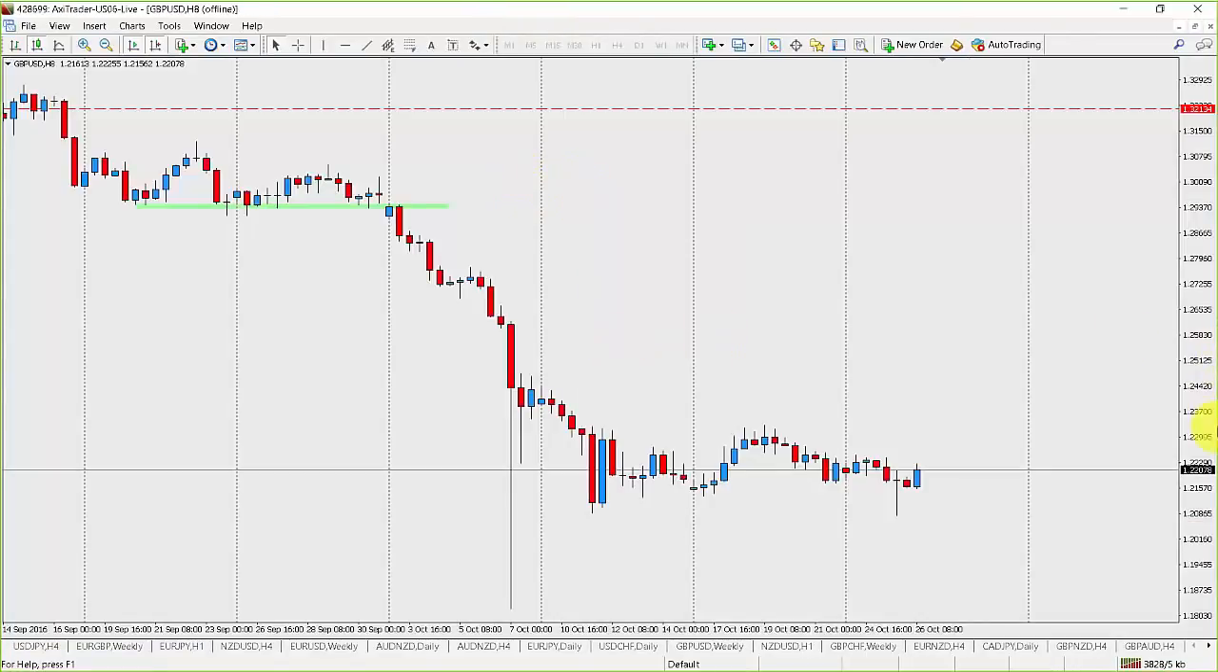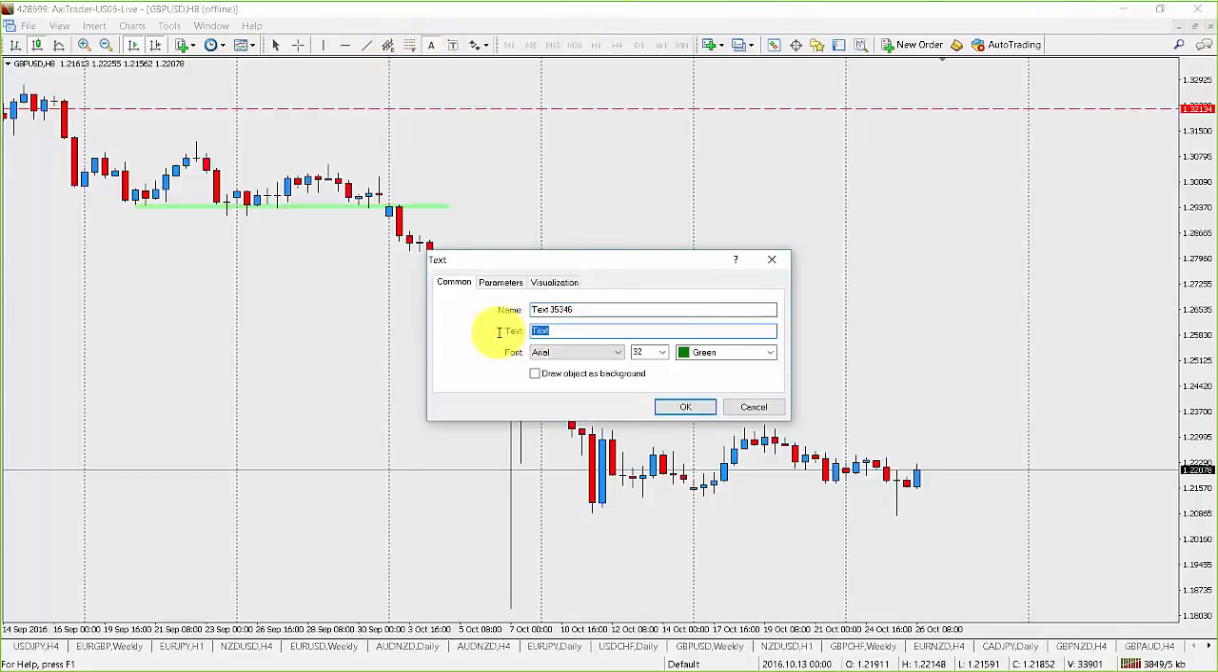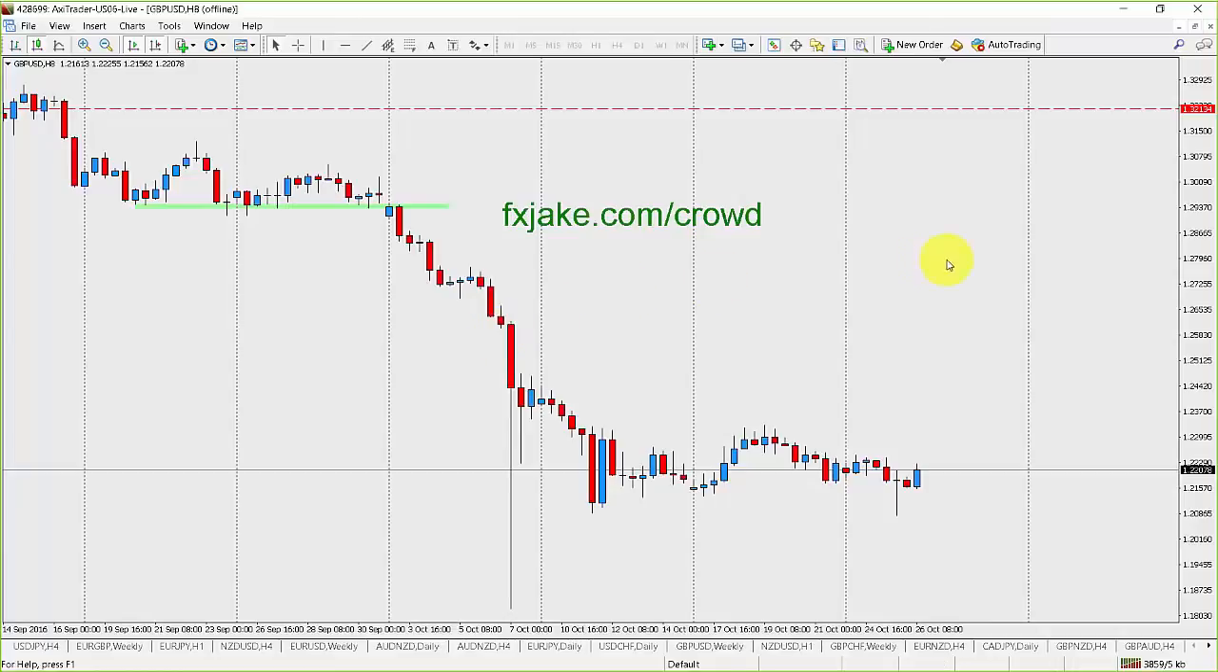Okay. So this one, I will say that one of the things I look at, and if you follow my trades, one of the things I really like to look at is what the retail traders are doing. So I've got a link that will redirect you to the Oanda link. If you go to fxjake.com/crowd, you will see the crowd numbers. Basically, it's what is the crowd doing?